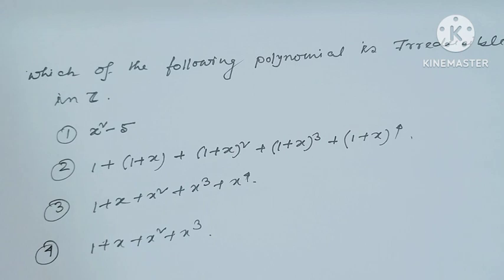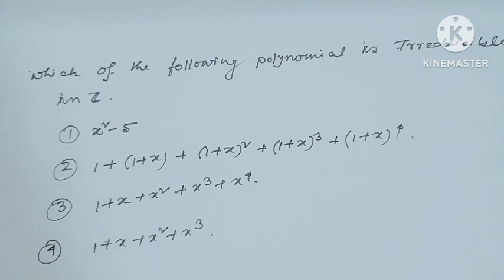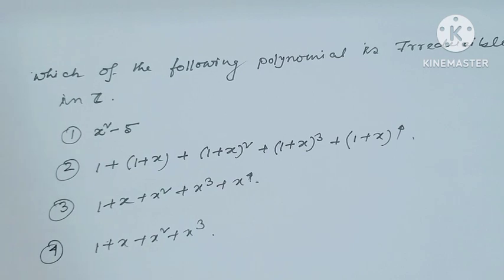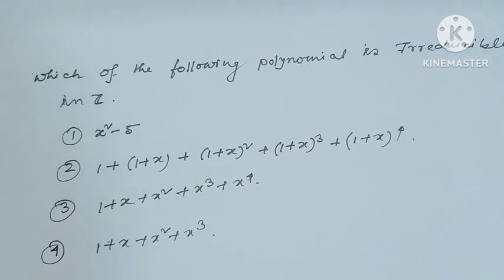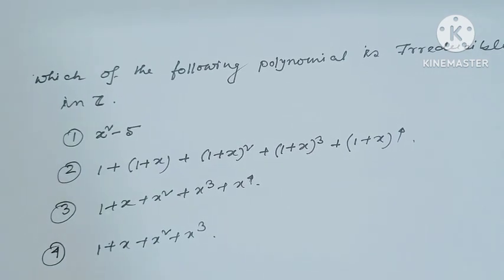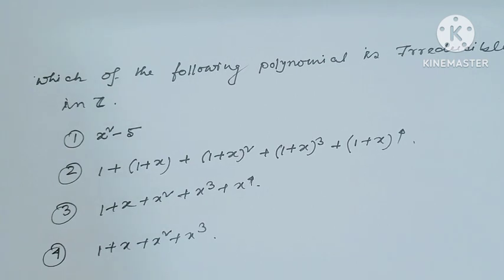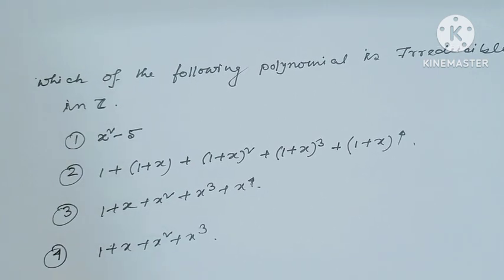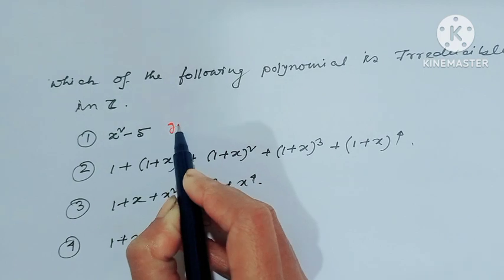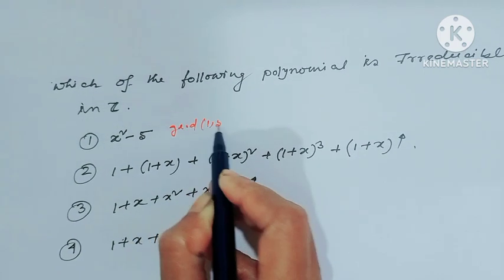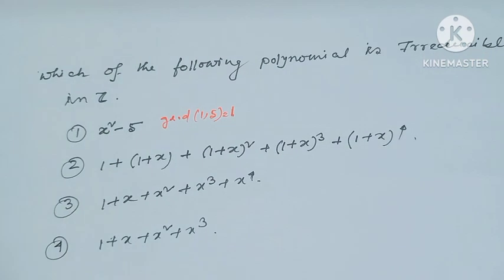Okay. My first example, which had come in a CSIR NET exam. Option 1: f(x) equal to x square minus 5. Here the question: which of the following polynomials is irreducible in Z? We all know if the polynomial is primitive, then irreducibility in Q always implies irreducibility in integers. Notice here the GCD of 1 and 5 is 1, so obviously the polynomial is primitive.